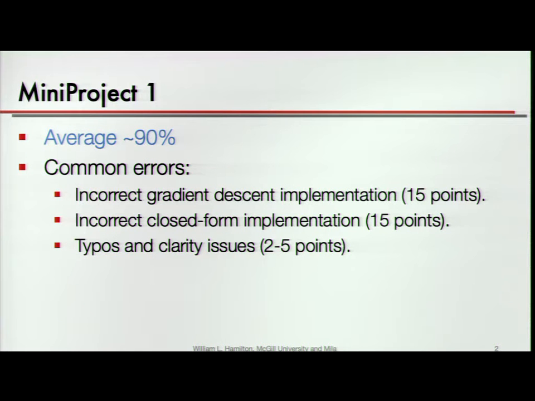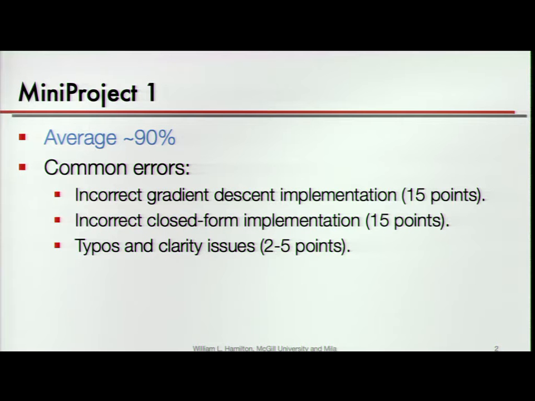Another place where points were lost was things like forgetting bias terms, so just bugs in code. For this assignment, we really emphasized correctness, so we weren't too harsh on writing quality. A lot of people lost a couple points for typos and clarity issues, maybe up to 5 points if there were serious issues, or more than that if there were really serious issues.